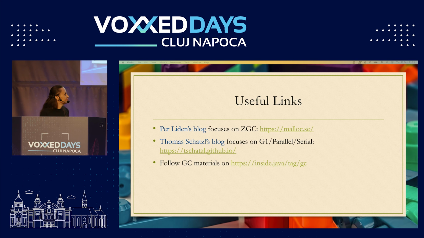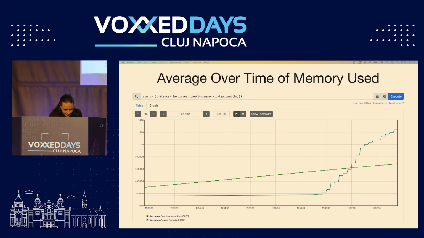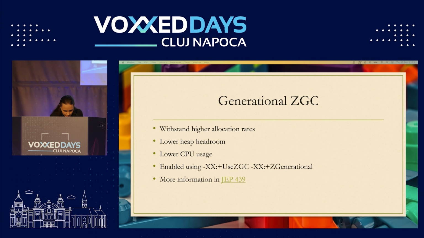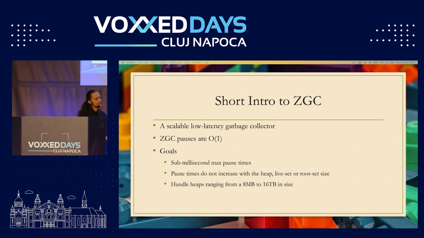I had it in my slide. Yes, ZGC can handle heaps ranging from 8 megabytes to 16 terabytes. But in the case of my applications, for example, I got the best results on Continuous Editor, which used 2,816 megabytes. That's when I determined that it would be the best memory that I can set for that one, to give me the best latency and also throughput. But it used more memory than in the other case.